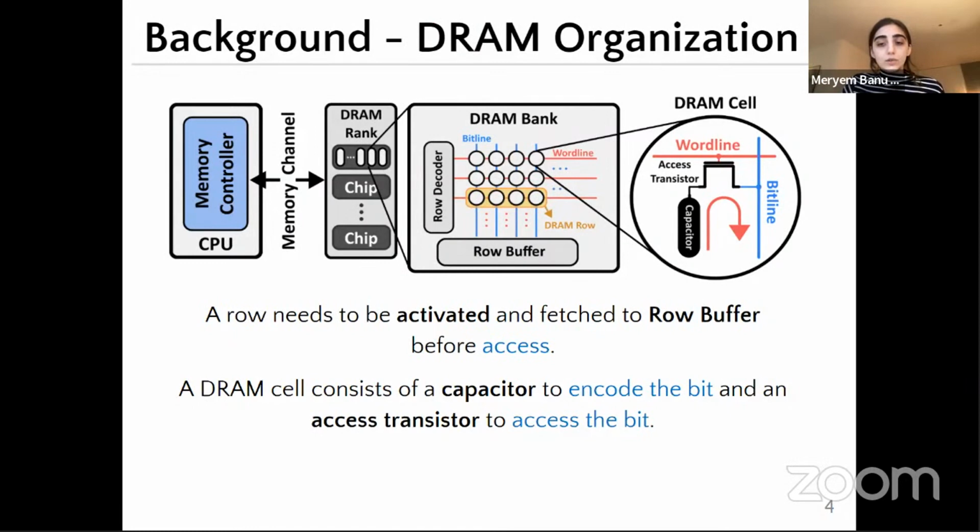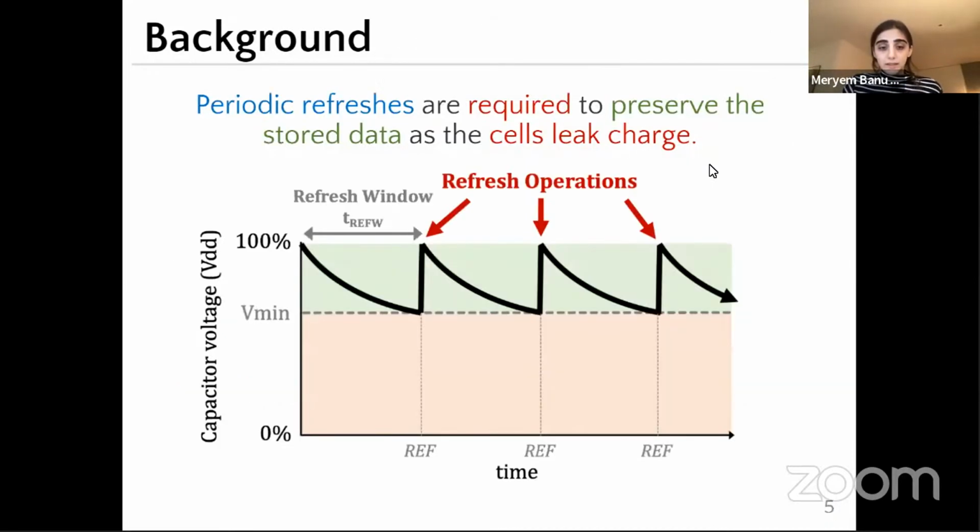Here we see a typical organization of a DRAM. Memory controller communicates with the DRAM using the memory channel, and DRAM consists of several chips, which in turn consist of several banks. When memory controller wants to read something from memory, it should first activate the row that contains the data and bring it into the row buffer. The DRAM rows consist of DRAM cells, and basically each DRAM cell has two main elements: a capacitor to encode the bit and an access transistor to access the bit. But the charge in the capacitor leaks over time. To ensure that we preserve the data correctly, DRAM rows are refreshed periodically, which restores the charge within the cells.